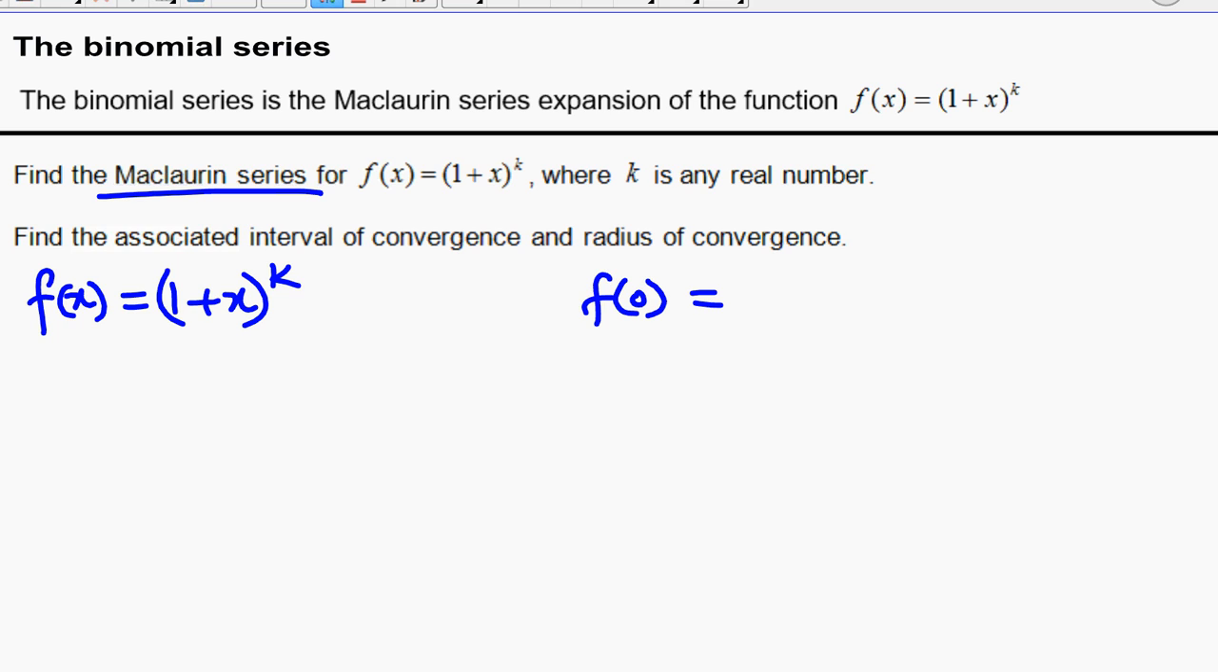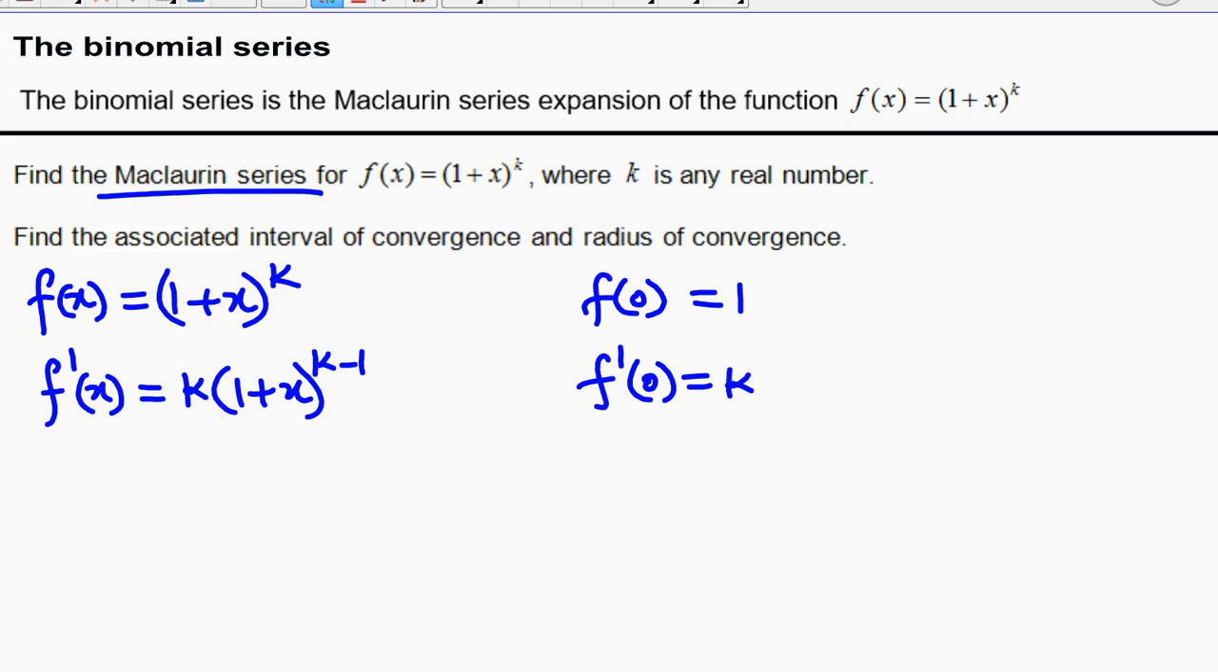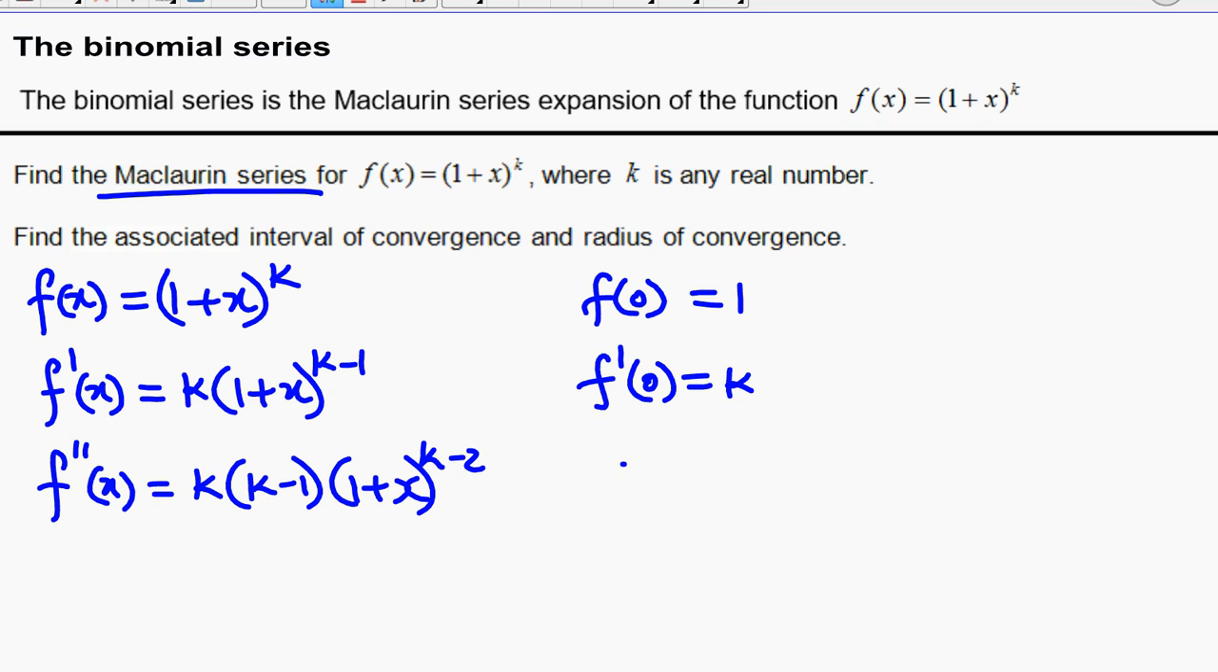and f of 0 will be equal to 1. Now f dash x, the first derivative, will be k into 1 plus x to the power k minus 1, and f dash 0 will be equal to k. The second derivative of this function will be k into k minus 1, 1 plus x to the power k minus 2, and the value of the second derivative at x equals 0 will be k into k minus 1.